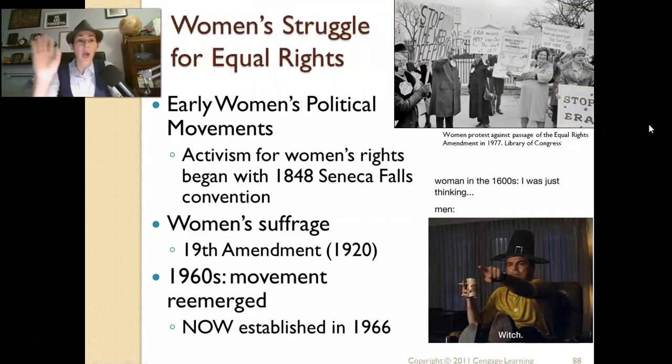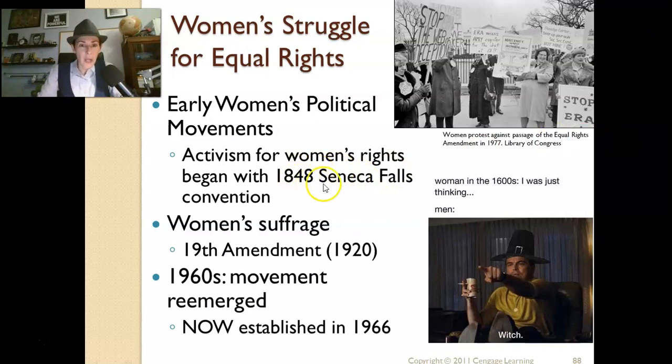So, okay, I want to differentiate here. There are stages of women's struggle for equal rights. And it would be a mistake to confuse the early political movements for women's rights with the modern day idea of feminism. These things were not the same. I want you to understand this. They were not the same thing.